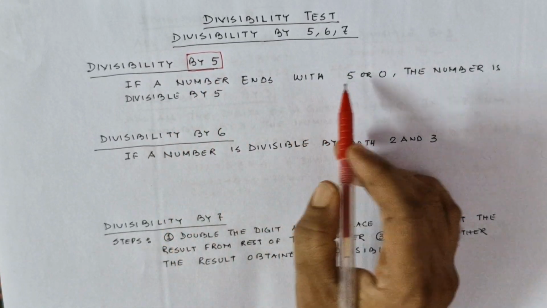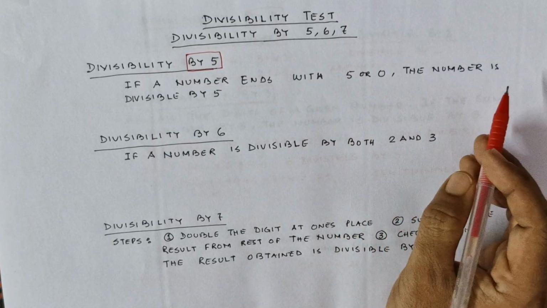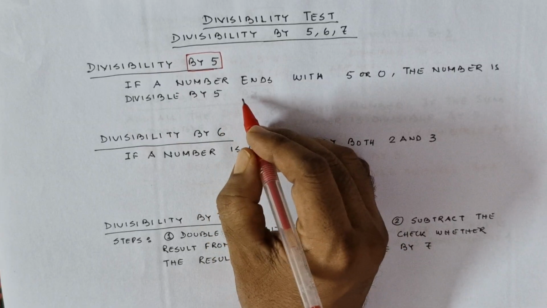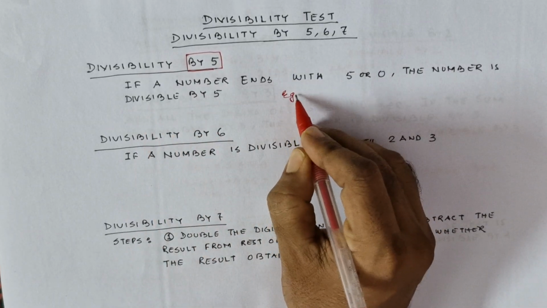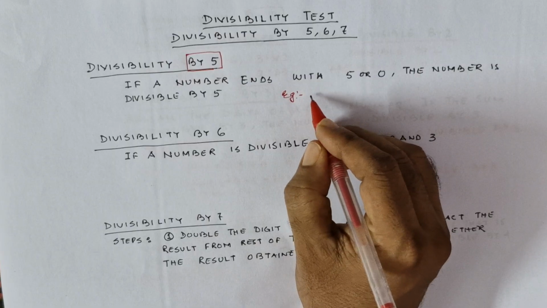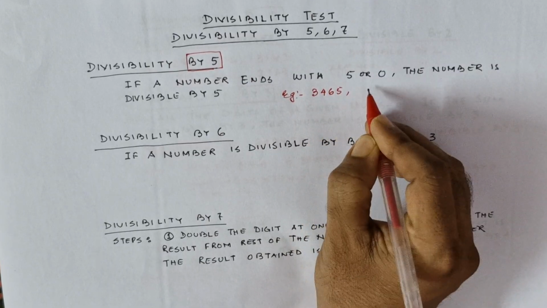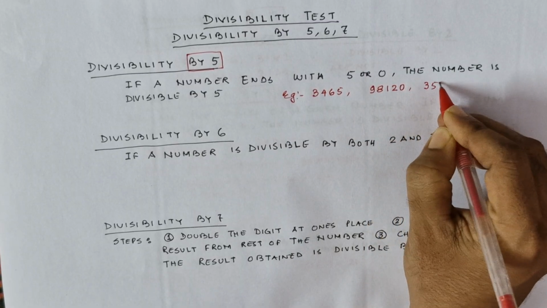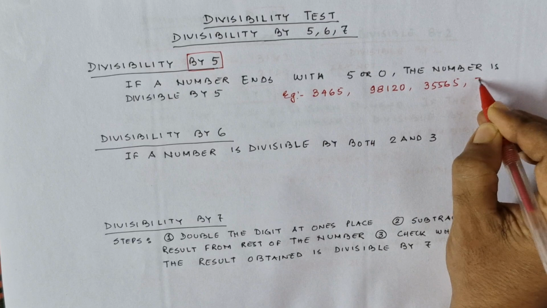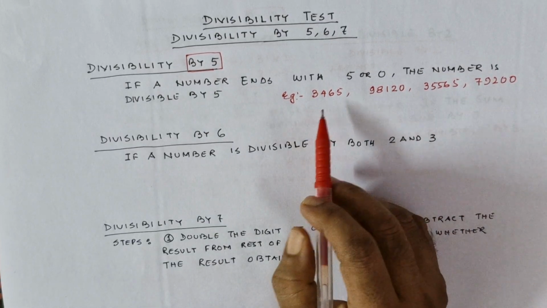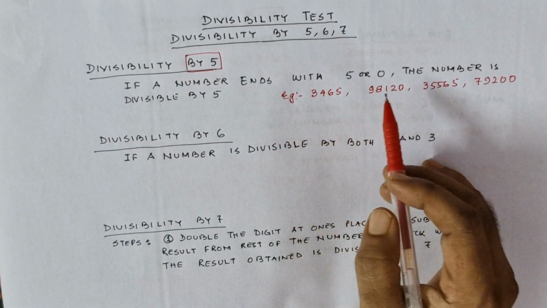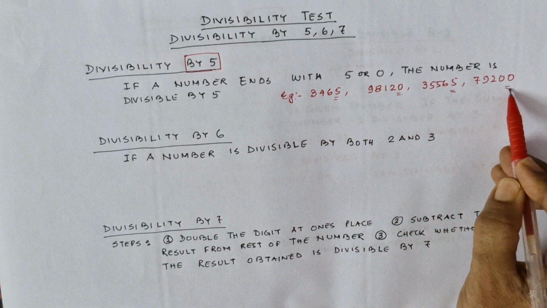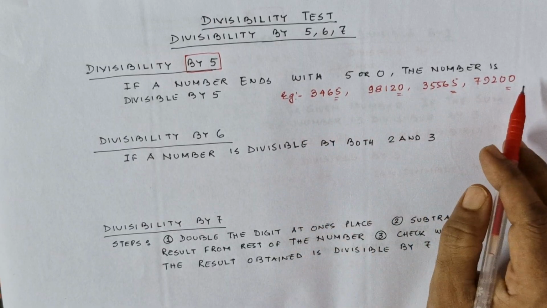If a number ends with 5 or 0, the number is divisible by 5. So you take any number that ends with 5 or 0. So for example, we can take numbers like 3465, 9820, 35565, 79200. So these numbers which I have given in the example are either ending with 5 or 0, right? Which is evident that these are divisible by 5.